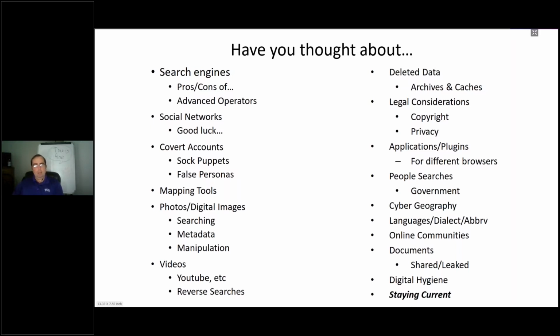Starting in the top left, for search engines, when you think about it, of course, we all have Google, and we know that, and Yahoo's fallen by the wayside. But there's a couple others to consider, and we'll talk about Baidu and Yandex and a few others. But there are pros and cons to each of the different search engines. They are for-profit organizations, and they consider you a customer, and they are giving you what they think you want to know. Social networks, like I said, good luck, changing constantly.